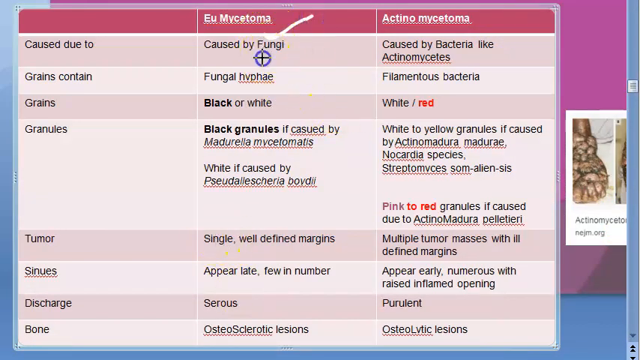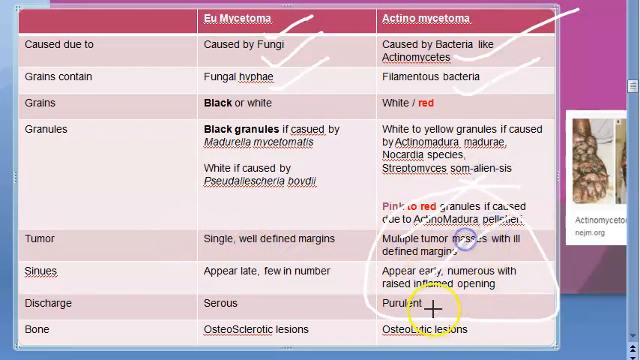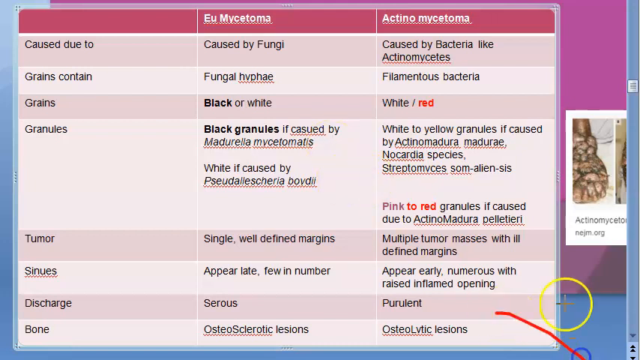So guys, let's look at the differences again. Eumycetoma is caused by fungi. In the grains, you will find fungal hyphae. Actinomycetoma is caused by bacteria, so in the grains you will see filamentous bacteria. Easy. Now, as we told you, in Actinomycetoma everything is more: multiple tumors, ill-defined margins, and sinuses that appear early. There are numerous sinuses with raised inflamed openings. The discharge is purulent, there is pus, and there are osteolytic lesions. Osteolytic lesions are lytic, they cause lysis of the bone.